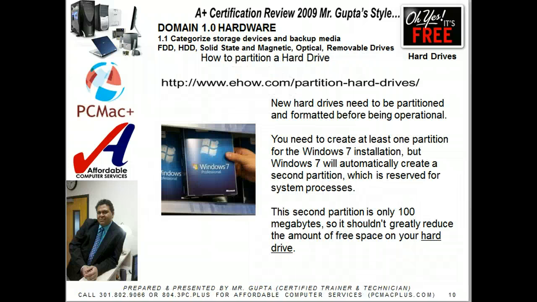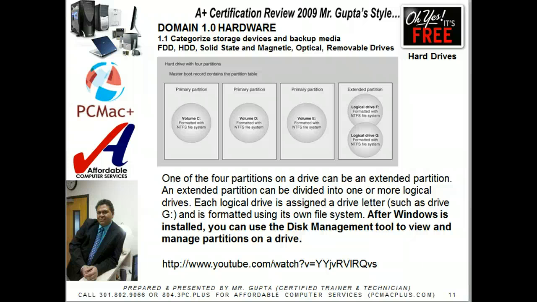I have this website that you can go to learn how to partition the drives in Windows 7. I have another website that you can go and look at to understand how to use a disk management tool to partition your drive.